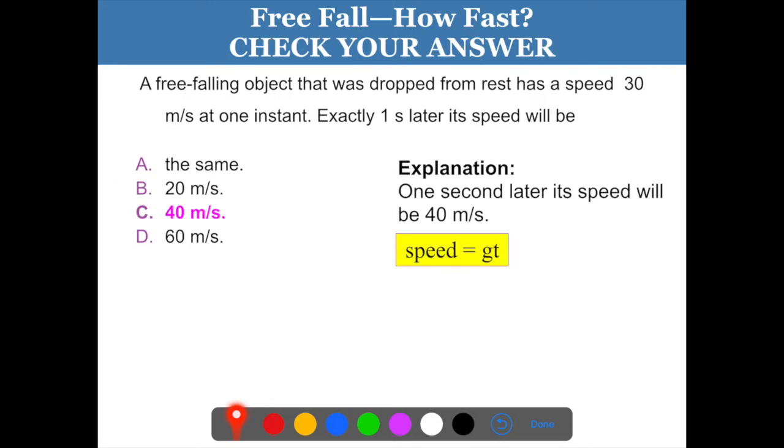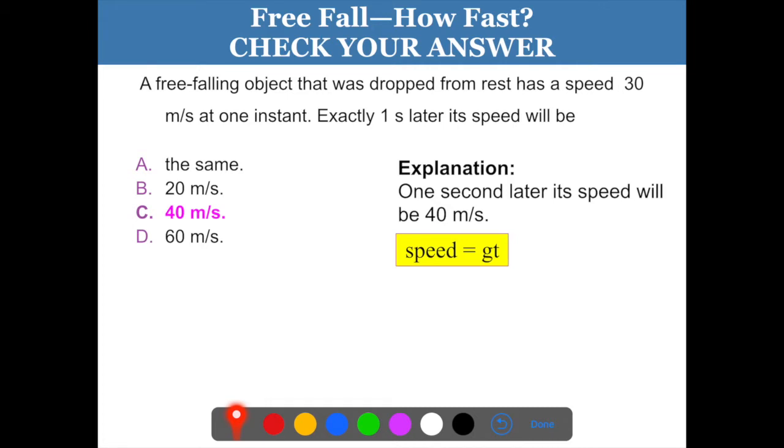All right, so if you answered that the new speed 1 second later would be 40 meters per second, then you'd be correct. You can calculate that using the equation for speed, which is acceleration times time. But acceleration will be equal to gravitational acceleration. And here we use the approximation 10 meters per second squared for the acceleration.